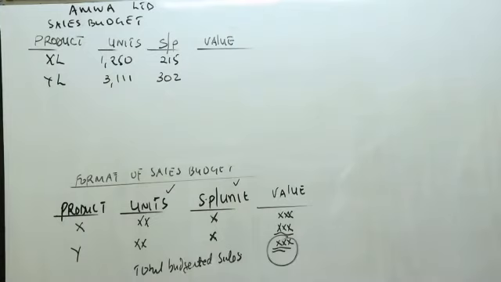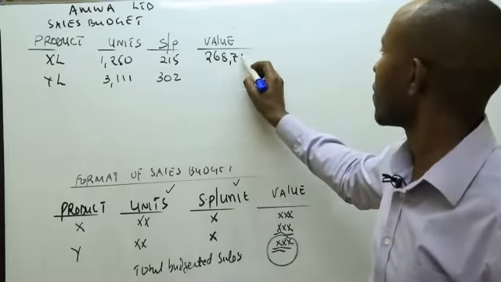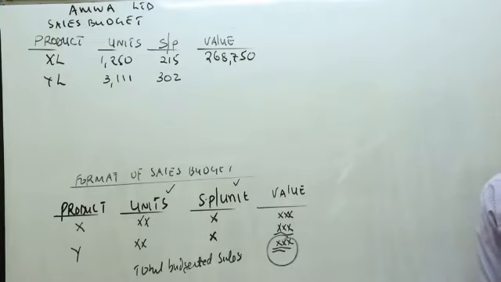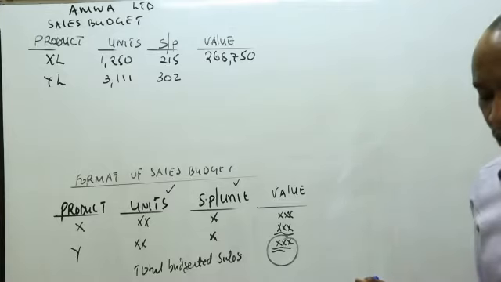So multiply and give me the value. What is 1250 times 215? Somebody, 1250 times 215. What do we get? Very good. 268,750. Next one, what is 3111 times 302? Very good, 939,522.